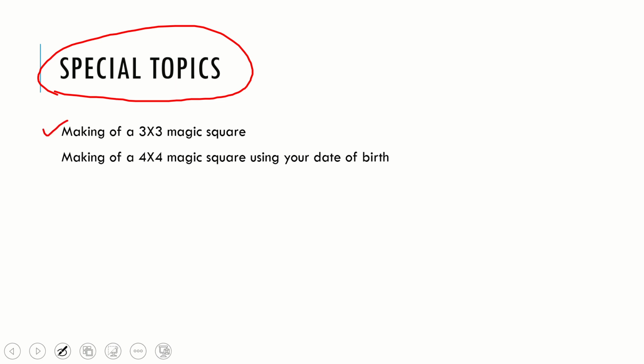We are showing you the making of a 3 by 3 magic square, and also we will discuss a 4 by 4 magic square using your date of birth. Any 4 by 4 matrix can be a magic square matrix if it satisfies the necessary conditions of the magic square. But the special magic square we can make in a 4 by 4 manner is using the date of birth. Whatever your date of birth may be, you use it and you can make a magic square. And in the last part, I will share with you about the magic square matrix of a 4 by 4 matrix. So without wasting any more time, let's dive into it.